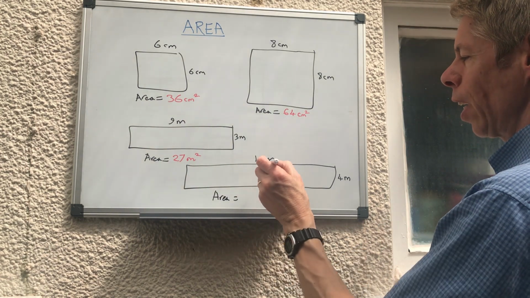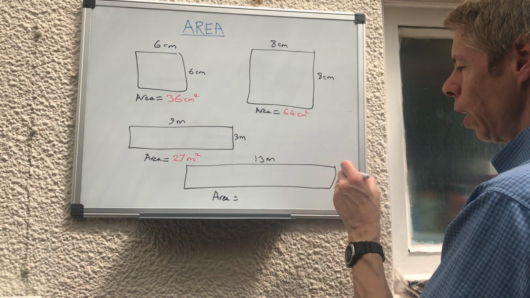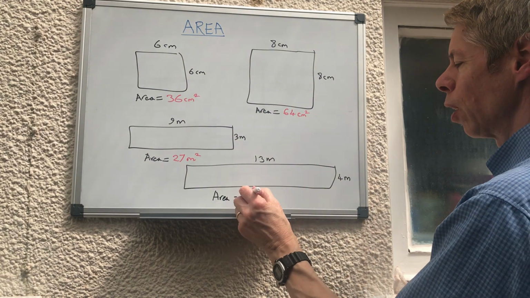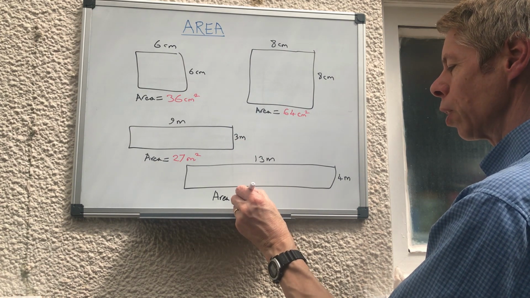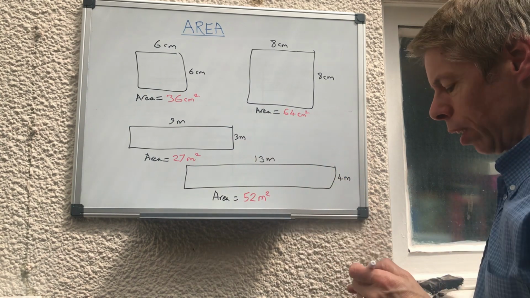And the last area is 13 meters long by 4 meters wide. So all we do is 4 times 13, which is 52. And it's meters squared because our units were meters.